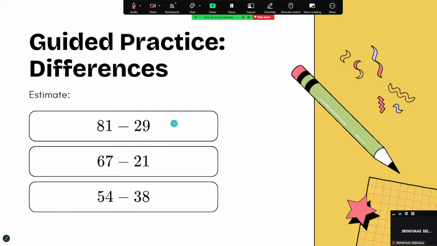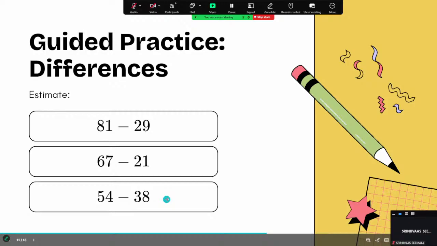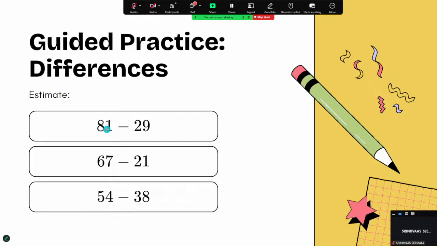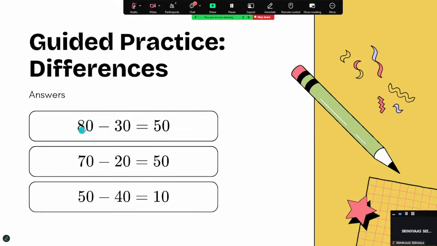So let's check our answers. Here we got 50. Here, yeah, we got 50, and here we got 10. Yeah, so we saw 80 minus 30. These are just the rounded versions of it. So 81 and 29 are rounded to 80 and 30, which is about 50.